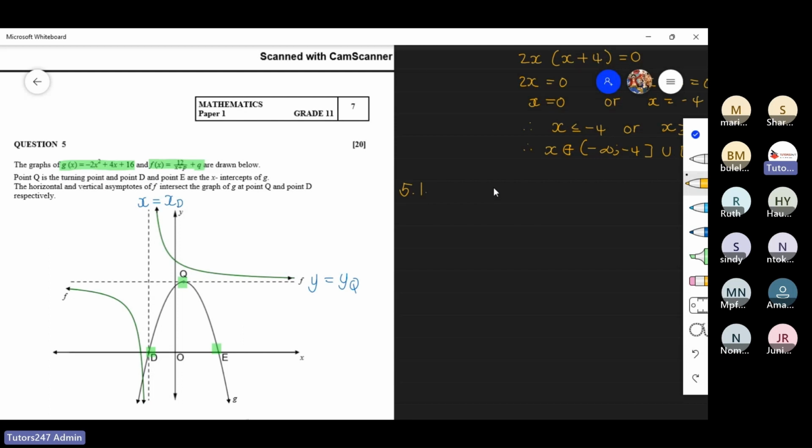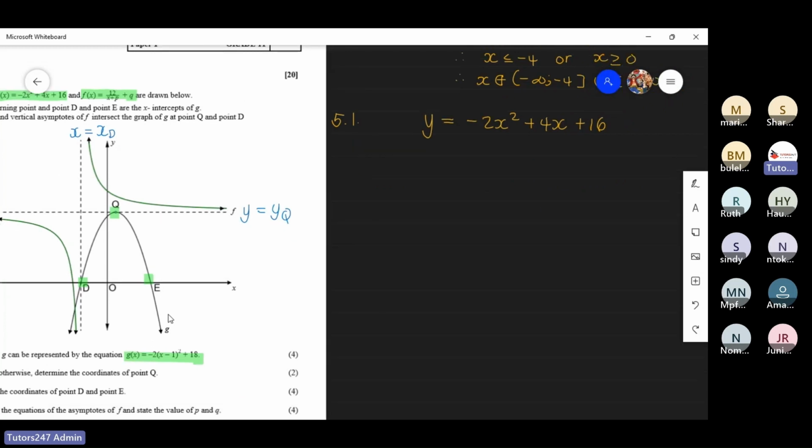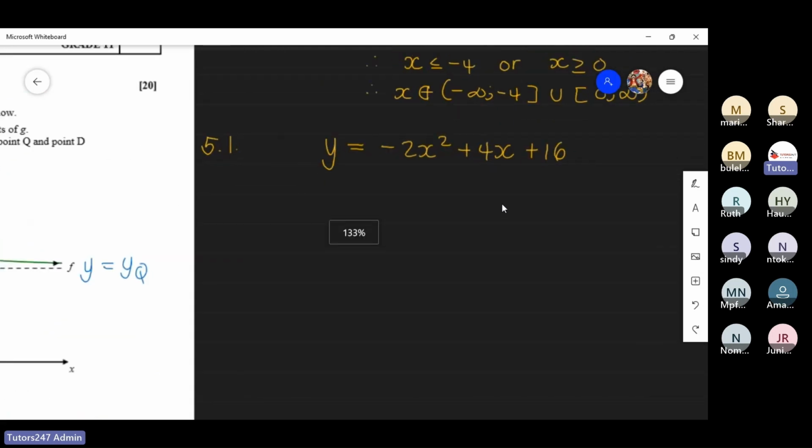We have y equals -2x squared plus 4x plus 16. So this is the function we are now given. We now need to complete squares on this function so that we end up with -2 into x minus 1 all squared plus 18.